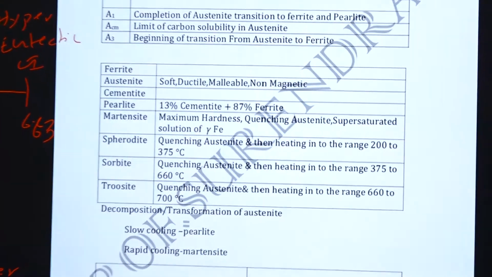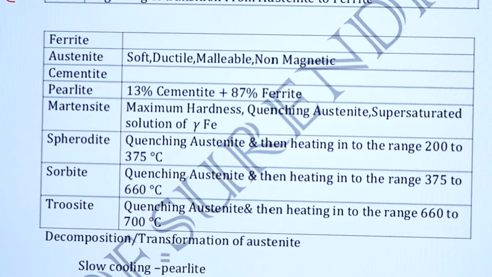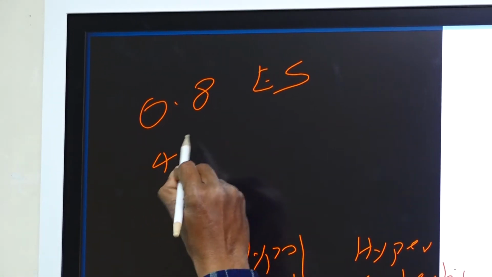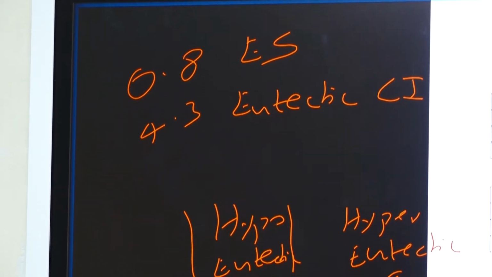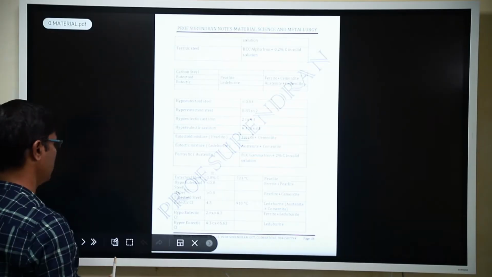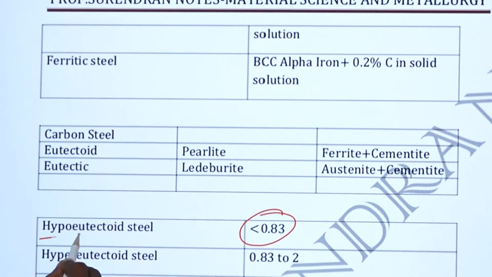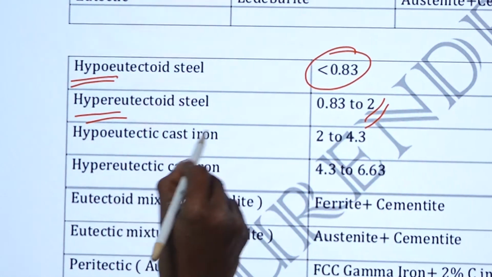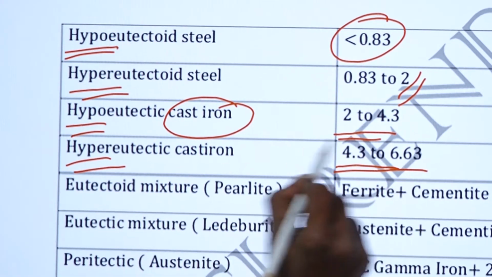So we have hypoeutectic cast iron and hypereutectic cast iron, hypoeutectoid steel and hypereutectoid steel. At the exact point, 0.8 is called eutectoid steel, and 4.3 is called eutectic cast iron. That is eutectoid steel, here eutectic cast iron. So you can observe here, hypo means less, greater means hyper. From 0.83 up to 2 it is steel, after 2 cast iron. So after 2 cast iron, hypo means lesser, hyper means 4.3 to 6.67.